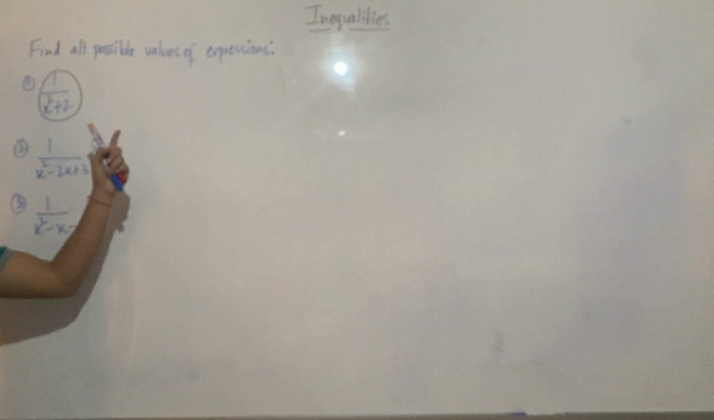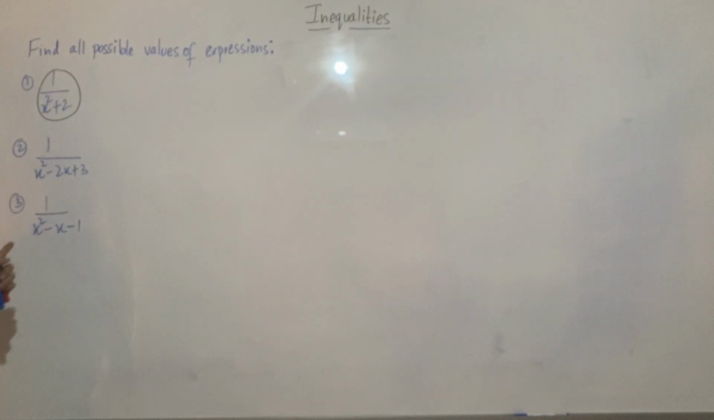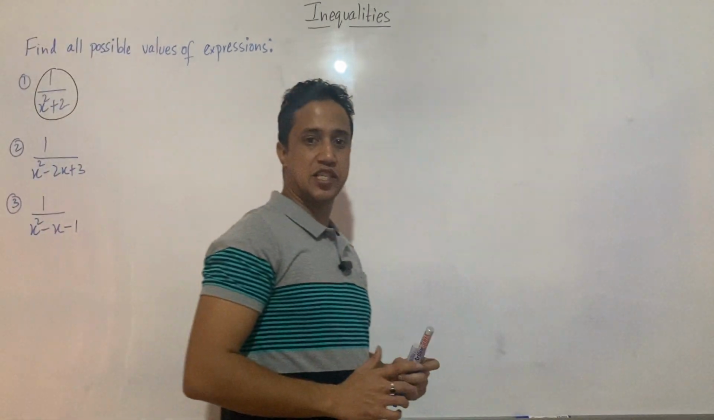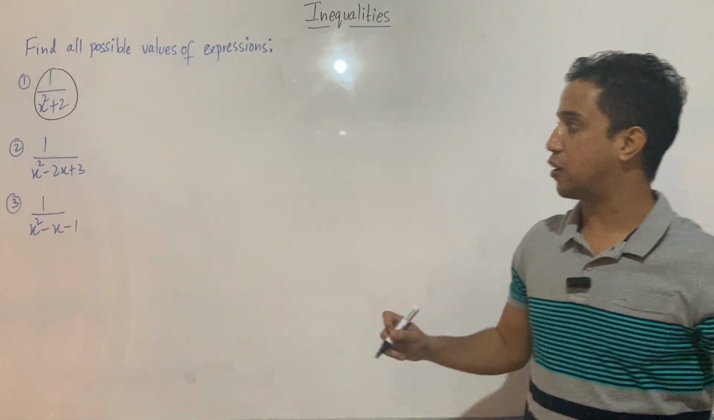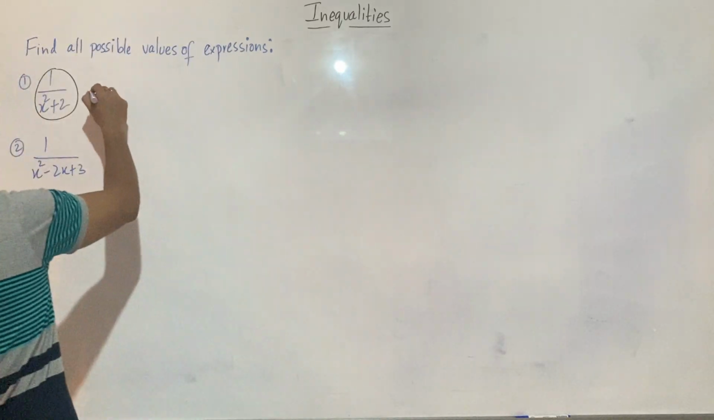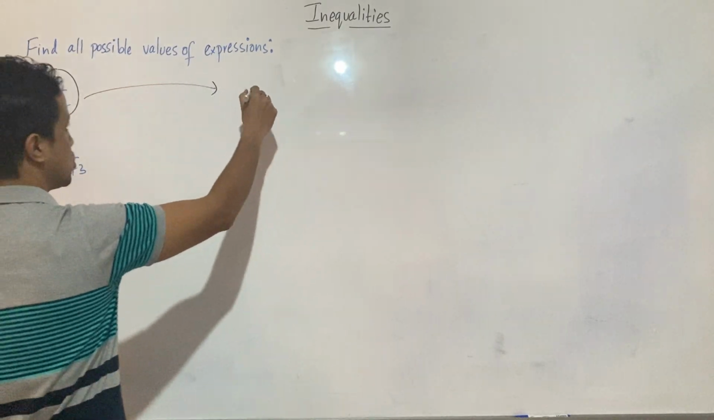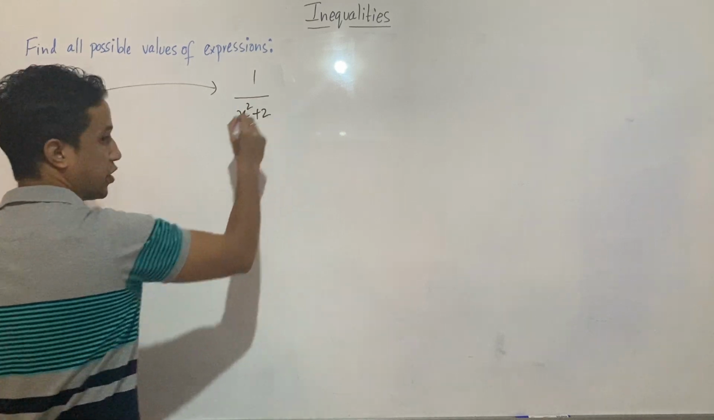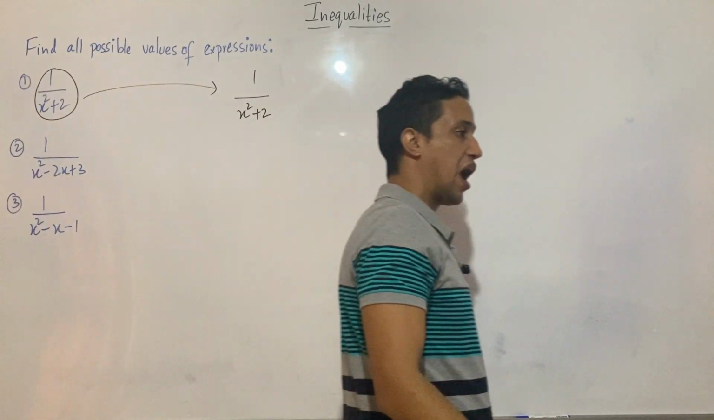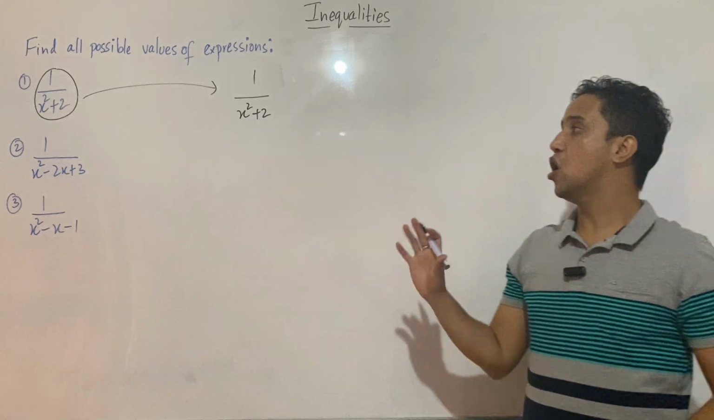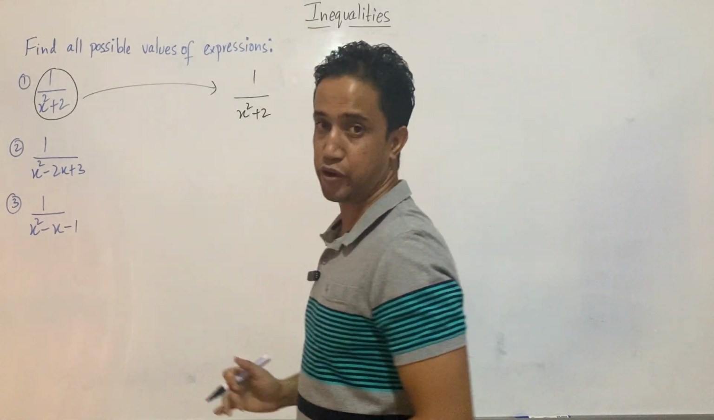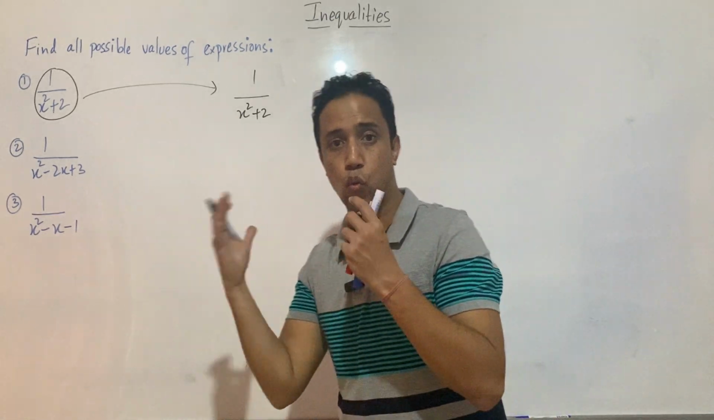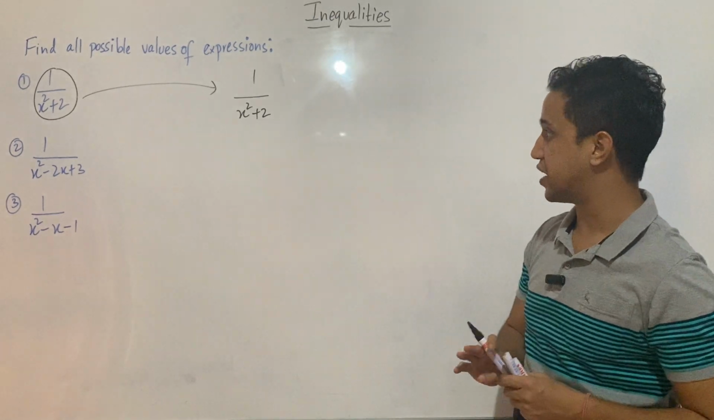You have to find all the possible values of these expressions. So here, I've written three expressions. Let's do it one by one. The first expression given to us is 1 over x square plus 2. You have to find all the possible values that this expression can have. Okay, so what's the right way to approach this question?